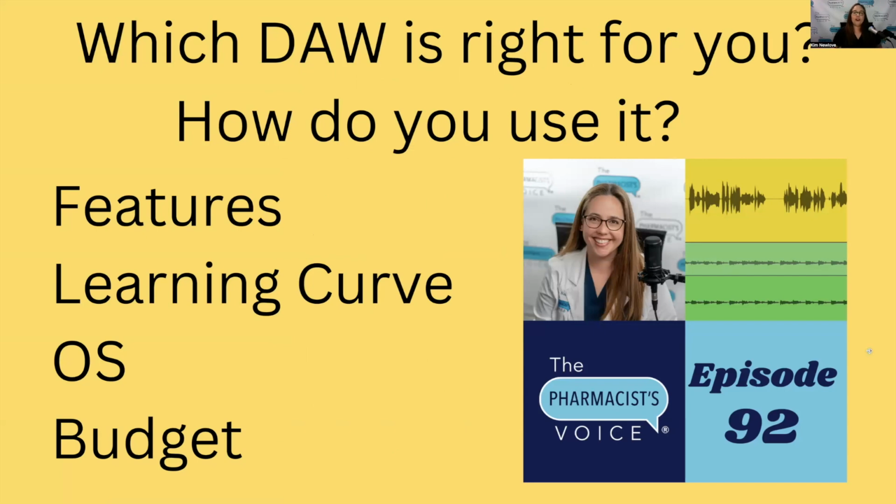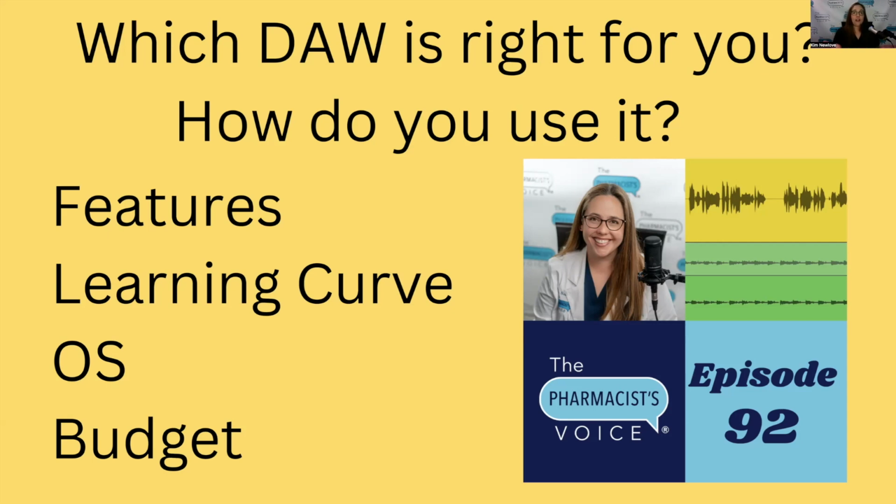Moving on, which DAW is right for you and how do you use it? These are both great questions. First of all, which DAW is right for you? That is a very personal choice, and I want you to think about the features you need, the learning curve you can handle, the operating system that you have on your computer that you plan to use for podcasting, and your budget. Some DAWs are free, like Audacity. Some cost money. Some require updates. Some have monthly subscriptions. Try to figure out what exactly you need as far as features, what learning curve you can handle, the operating system on your computer, and the budget you can afford.